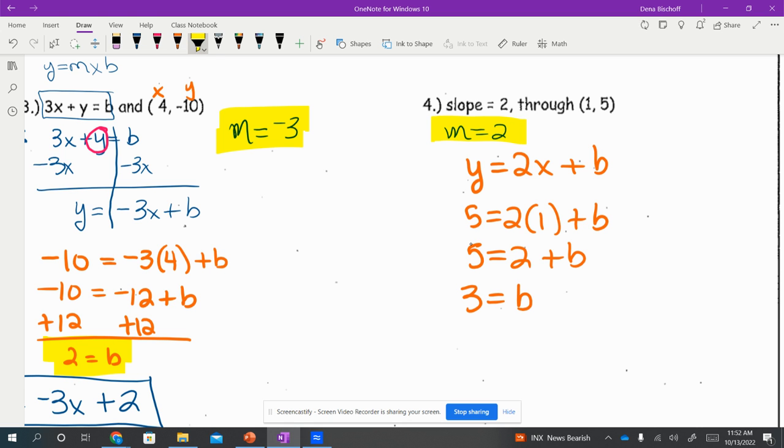So now I know what my slope is. It was given to me. I solved for b. So what's my equation, Kane? Plus 3, right? Okay. Y equals 2x plus 3.